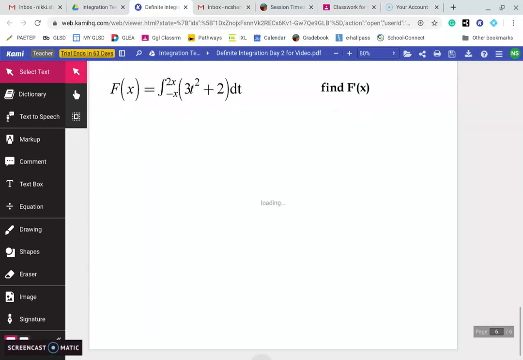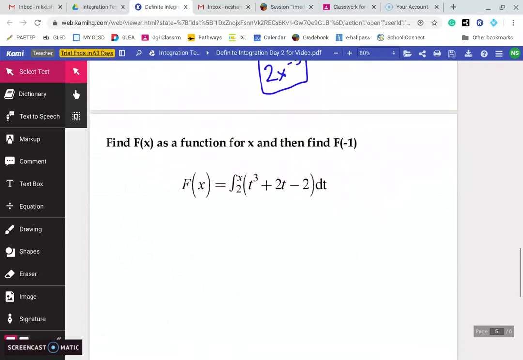Okay, I think we only have 2 more problems. Yep, I should be able to get it in under the time limit here.